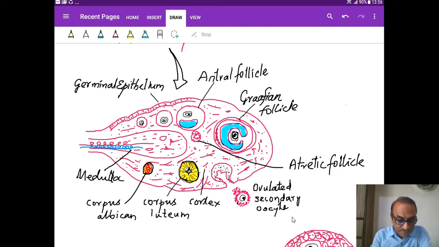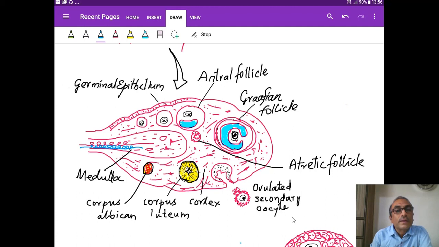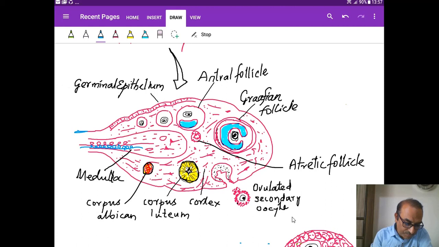Now as we see here, the blue colored one is the vein and the red colored one is the artery entering into the medulla of the ovary. And the ovary as such, as we see here, is attached to the outer wall of the uterus by a ligament called the ovarian ligament.